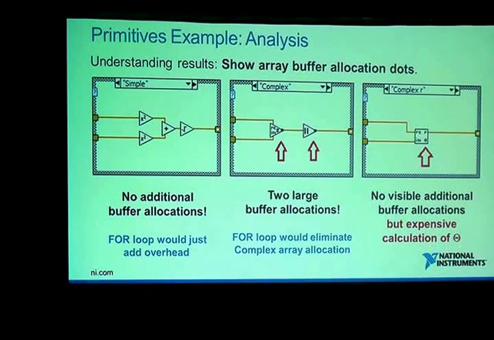On the other hand, in this one, there are no visible buffer allocations, but the theta, the calculation of the angle, seems to be happening even if the output is disconnected. That's unlike that other example that Ed showed, right? So the compiler could actually be smarter and notice that this is not connected and speed up that function.